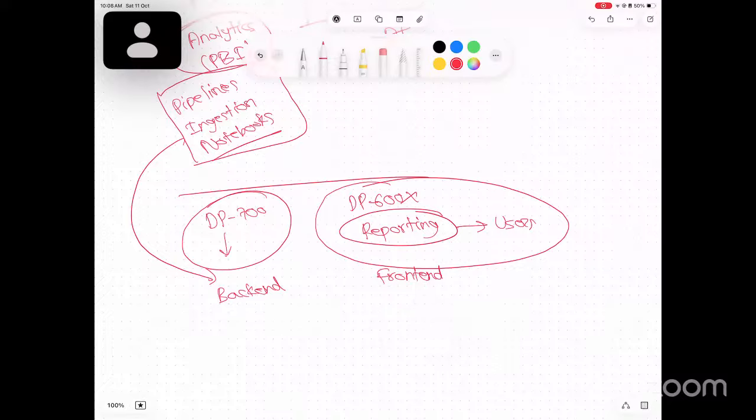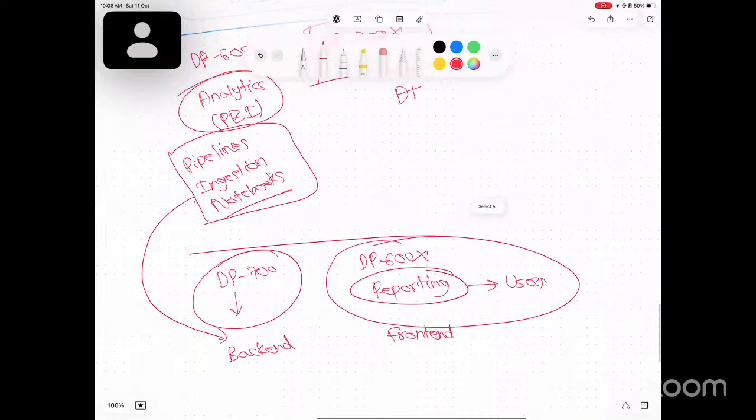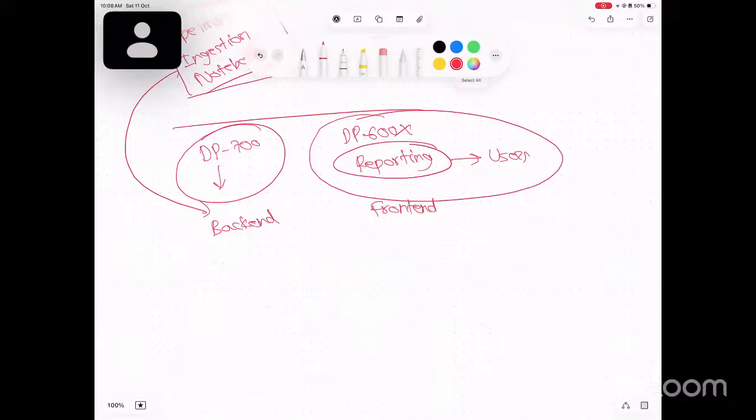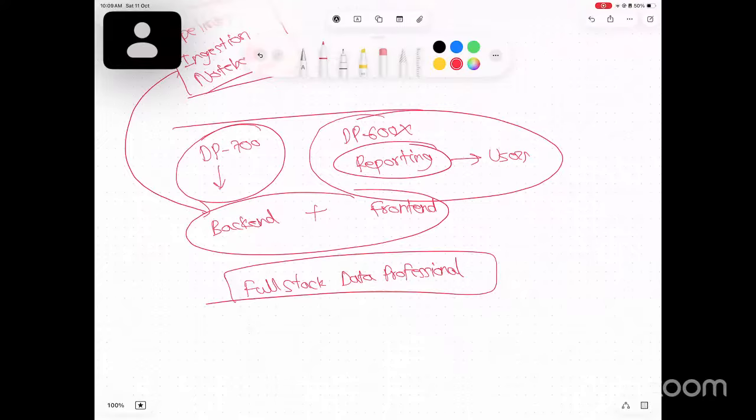So the best combination: only working on back end or only working on front end, you will have limited career growth. If you really want next 5 years career growth, combine both front end and back end, and this will make you a full stack data professional, right? So this is the relevance, or the story, of DP600 and DP700.